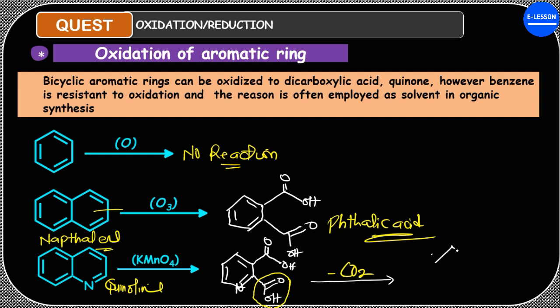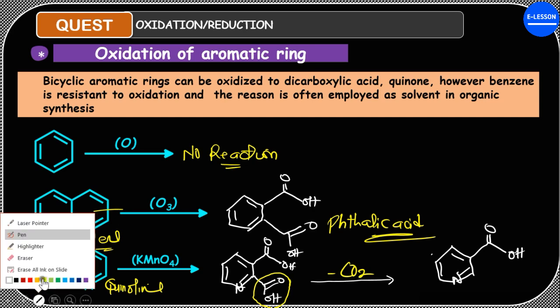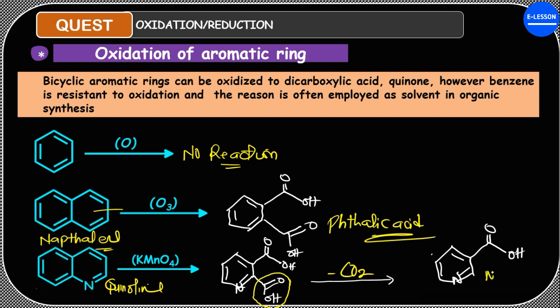Let me bring it up so that we can have space. This is something like this. Double bond, this, OH, double bond oxygen. And this is what is called nicotinic acid. Now, in pharmacology, we'll come across this nicotinic acid later in pharmacology. Are you hearing it? So just know that whenever these rings break down, it forms something like this.